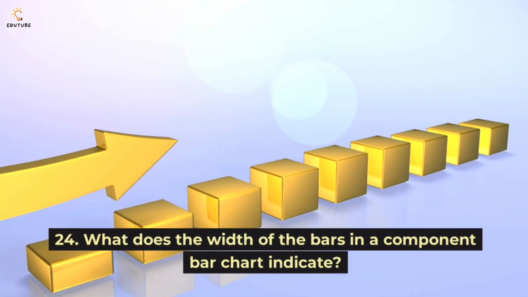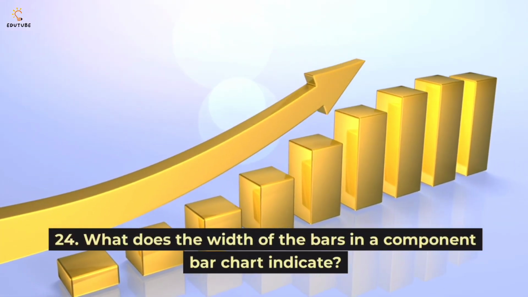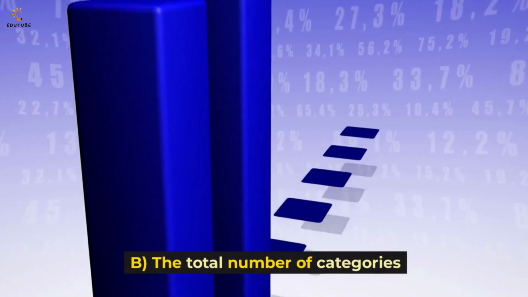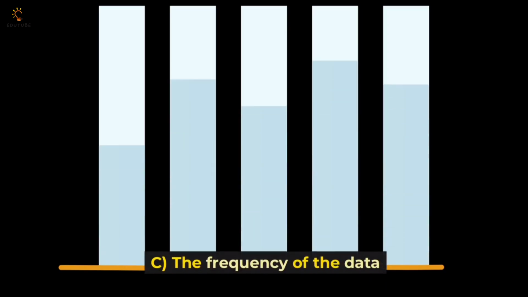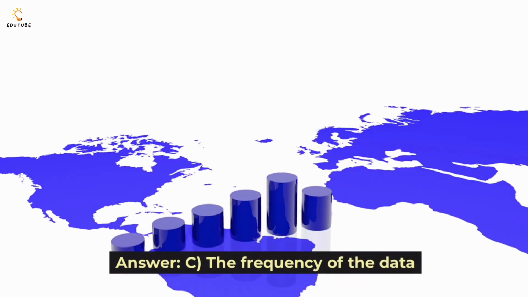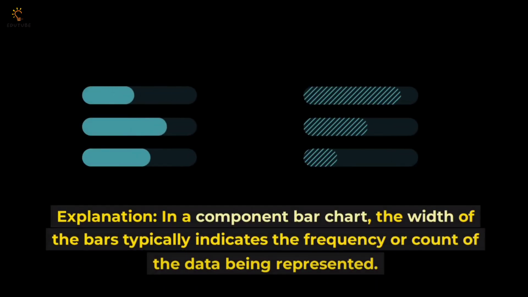24. What does the width of the bars in a component bar chart indicate? A. The proportion of data. B. The total number of categories. C. The frequency of the data. D. The time period. Answer: C. The frequency of the data. Explanation: in a component bar chart, the width of the bars typically indicates the frequency or count of the data being represented.